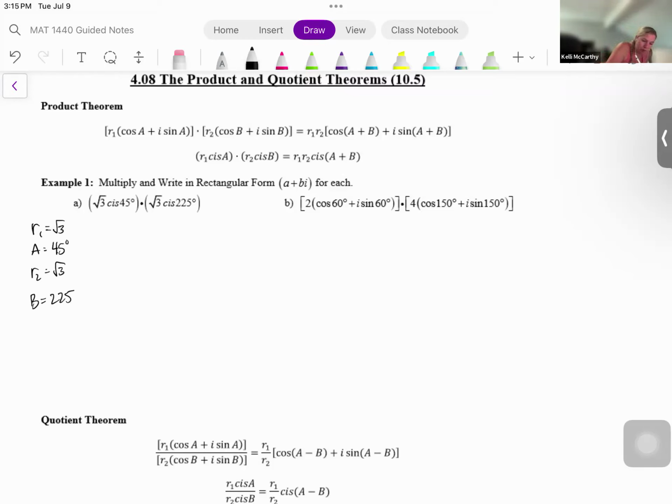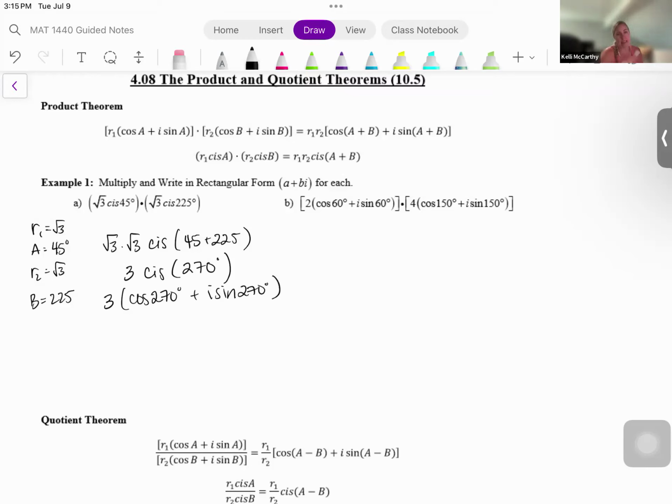This product is going to be R1 times R2, or the square root of 3 times the square root of 3, CIS, and then the sum of those two angles, 45 plus 225. We can simplify this. The square root of 3 times the square root of 3 is 3, CIS, and 45 plus 225 is 270 degrees. This is 3 times cosine of 270 degrees plus I sine of 270 degrees.